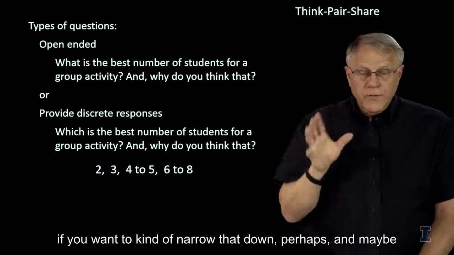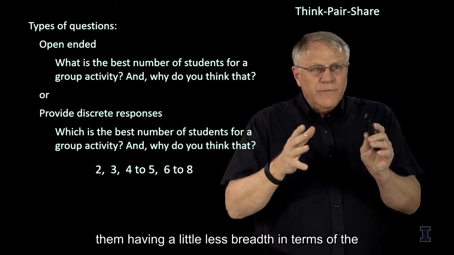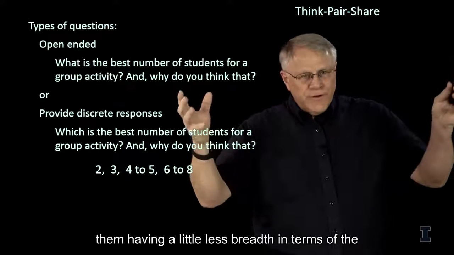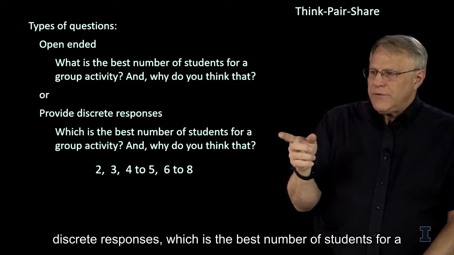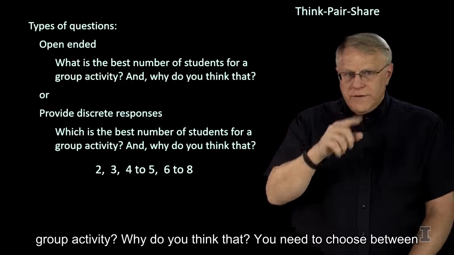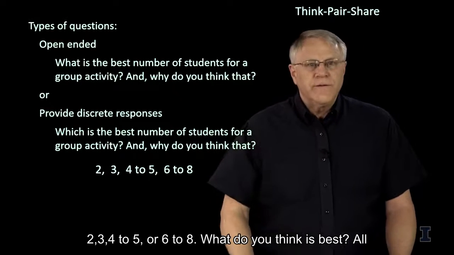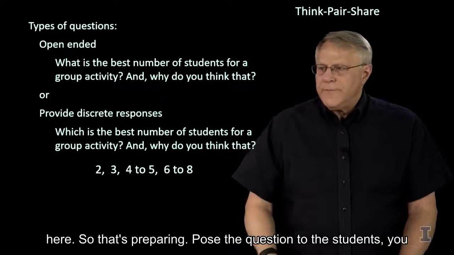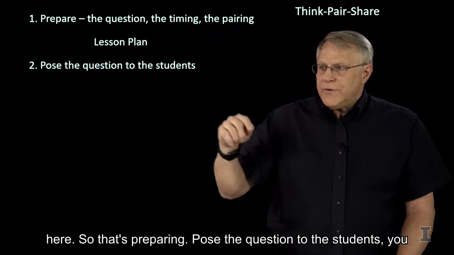Or if you want to kind of narrow that down perhaps, and maybe have them have a little less breadth in terms of the possibilities, you could provide more discrete responses. Which is the best number of students for a group activity? Why do you think that? You need to choose between 2, 3, 4 to 5, or 6 to 8. What do you think is best? All right, and so you're giving them only certain choices here. So that's preparing.